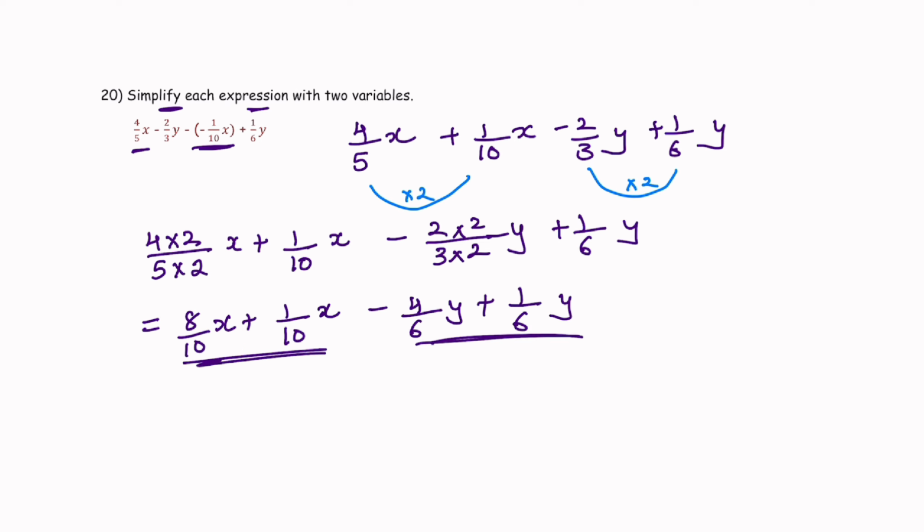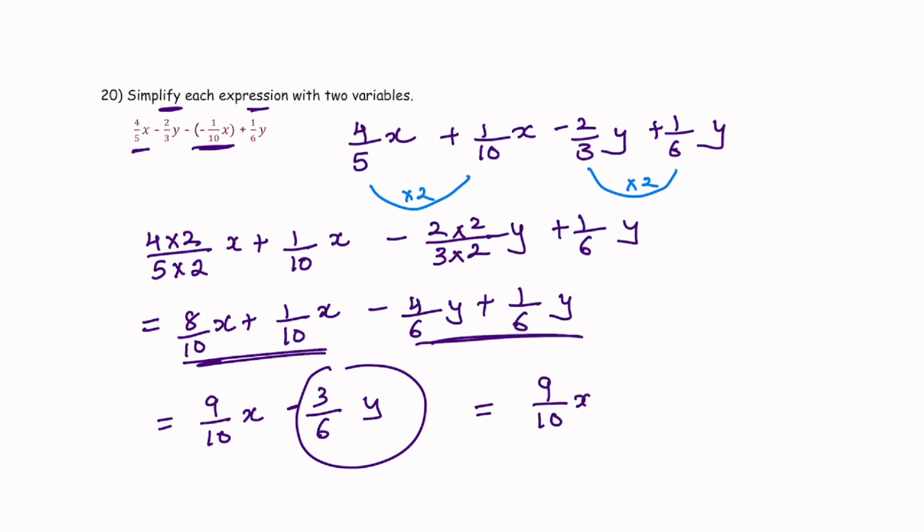This together and this part together. So that makes it 9 over 10x, and this is minus 4 and plus 1. So that's minus 3 over 6y. If you want, this part can be simplified, right? So that's 9 over 10x, and that's 3 times 1, and that's 3 times 2, 3 over 6. So 3 and 3 are out. We are left with 1 over 2, so that's minus 1 by 2y.